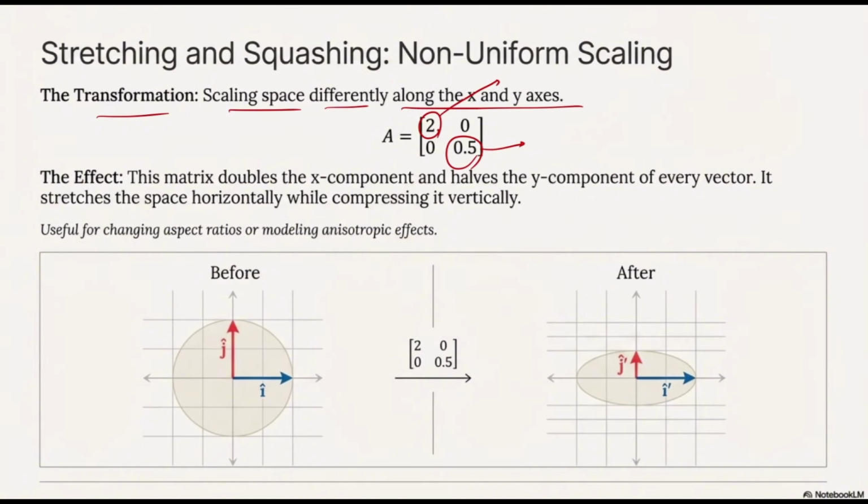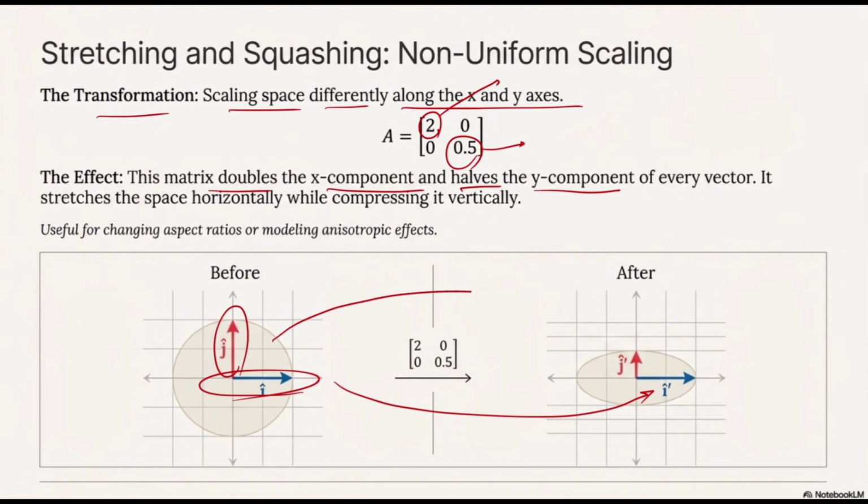What is the effect? The matrix doubles the x component. It means that whatever we had over here is going to get doubled like this, and halves the y component. It means that whatever we had over here is going to be halved like this, for every vector. It stretches the space horizontally while compressing it vertically. So as you can see over here, this is going to be useful for changing aspect ratio or modeling some kind of physical effects.